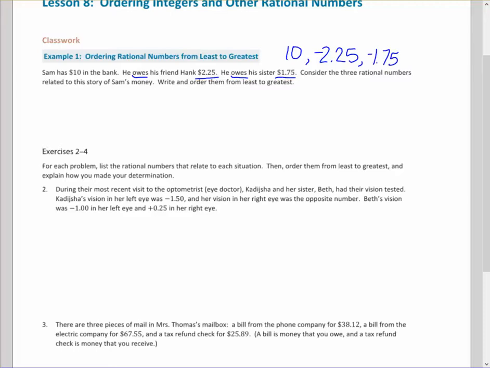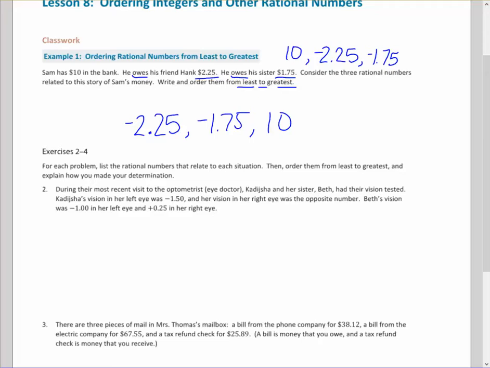All right, so anyway, we want to put these in order from least to greatest. So we want the one that's furthest left on the number line. Obviously, we need one of the negative numbers. Well, if Sam owes Hank $2.25, he owes him more money than he does his sister. So that is further left on the number line. So negative 2 and 25 hundredths, negative 1 and 75 hundredths, and then 10. Least to greatest.